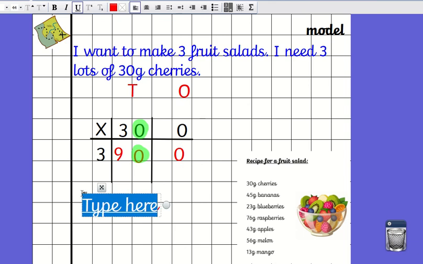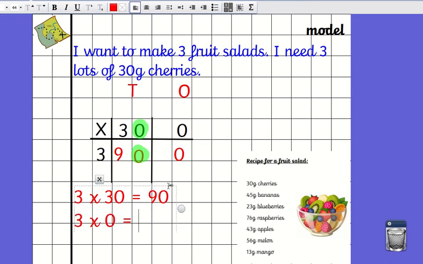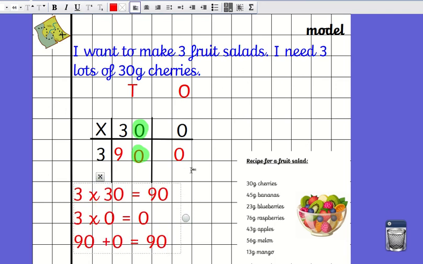So what you're going to need to do is 3 times 30 equals 90. Then you're going to do 3 times 0 equals 0. And then you're going to do 90 add 0 equals 90. So I need 90 grams of cherries.